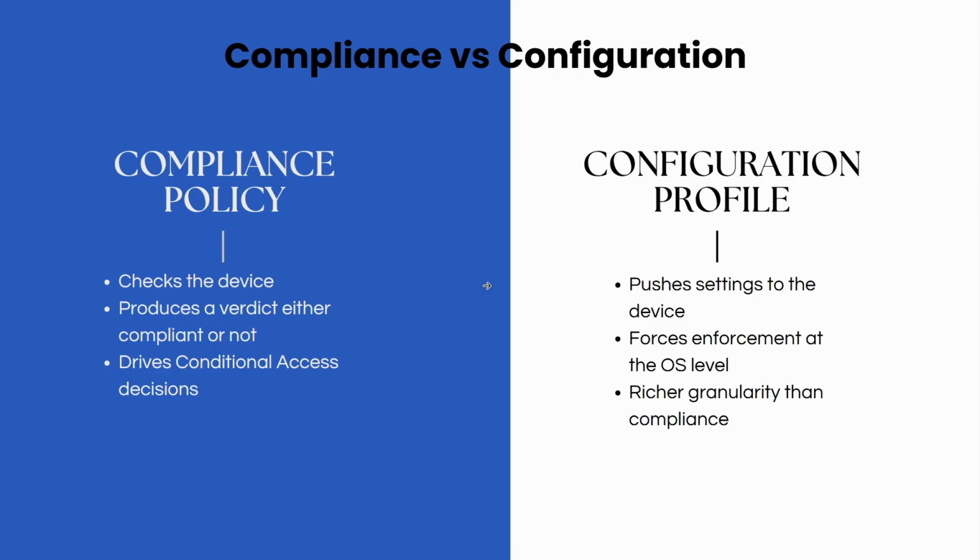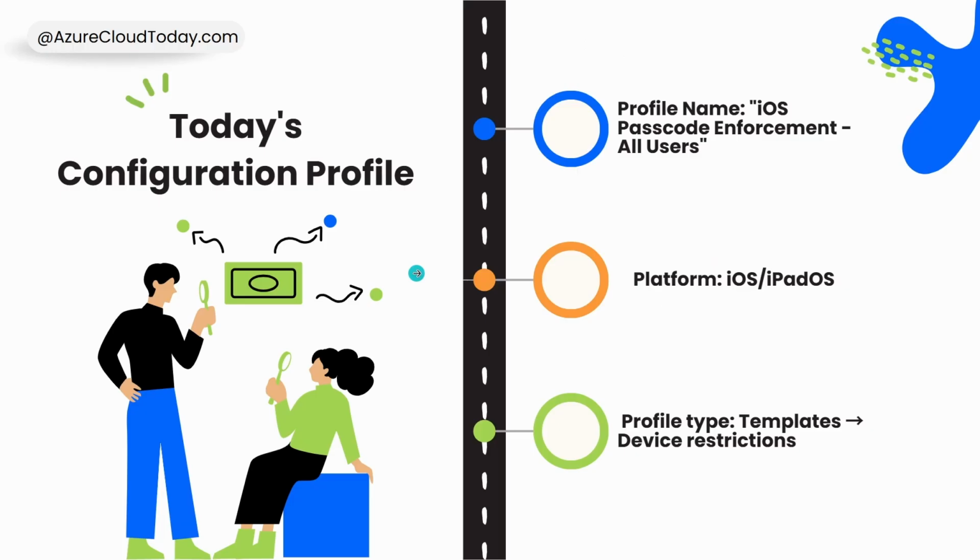So now we are utilizing both layers, where the compliance policy would check if a device has a PIN code or not, and the configuration profile would force the device to have a 6-digit PIN code. The best practice is to enforce both: compliance policy for reporting and conditional access, and configuration profile for actual enforcement of the policy itself.